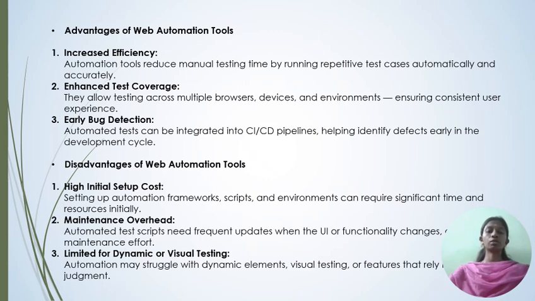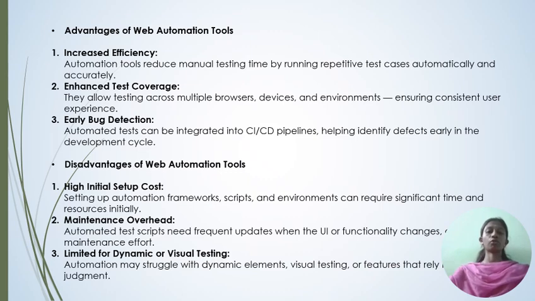Better test coverage. Tools such as Lambda Test allow testing across multiple browsers, devices, and operating systems, ensuring the website works correctly for all users. Early bug detection. By integrating CI/CD pipelines, automation tools catch bugs early in the development process, helping developers fix issues before deployment. Consistency. Automated tests perform the same steps every time, removing human error and providing reliable, repeatable results.